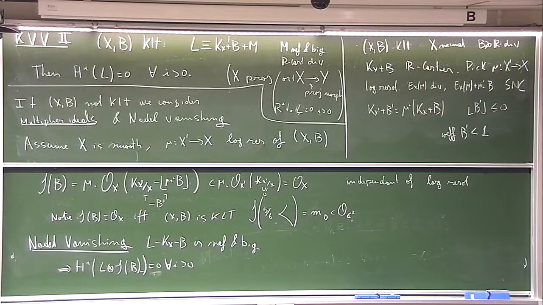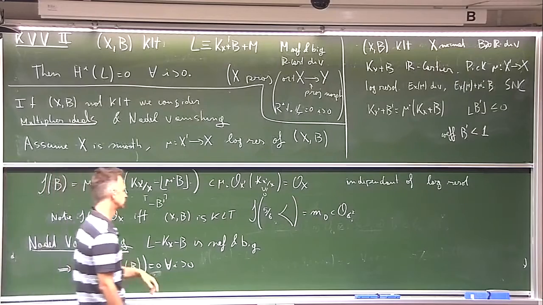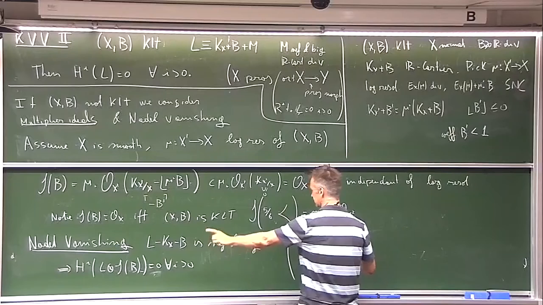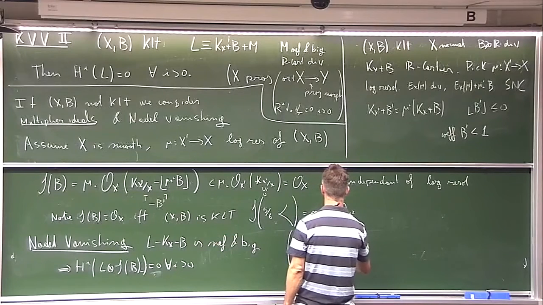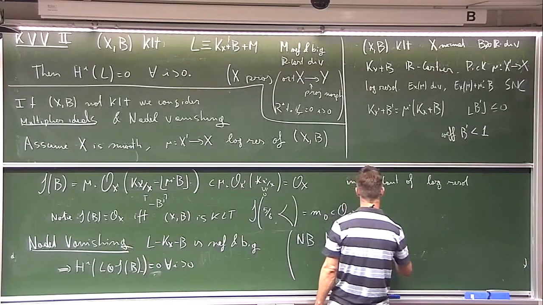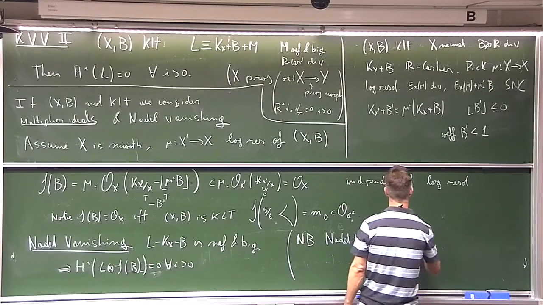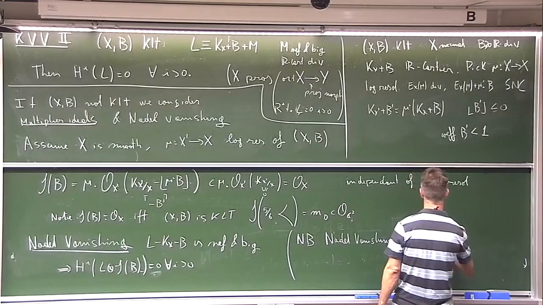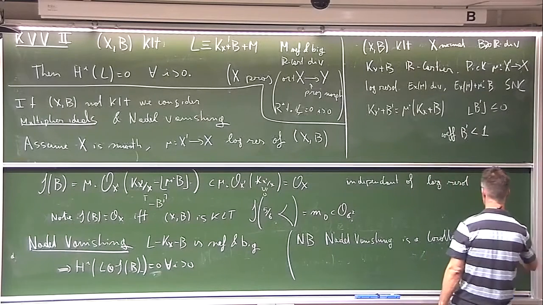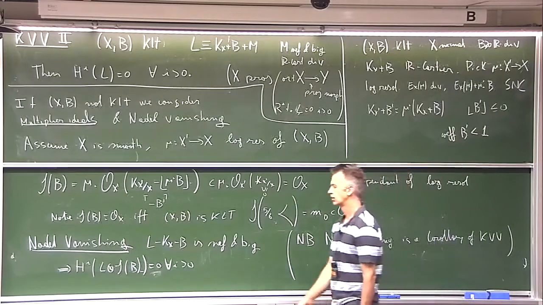All of these higher cohomologies vanish. Okay, now in fact, the proof, maybe it's in the notes, maybe I won't do it now, but I should remark that Nadel vanishing, in this form, is an easy consequence, a corollary, of Kawamata-Viehweg vanishing.